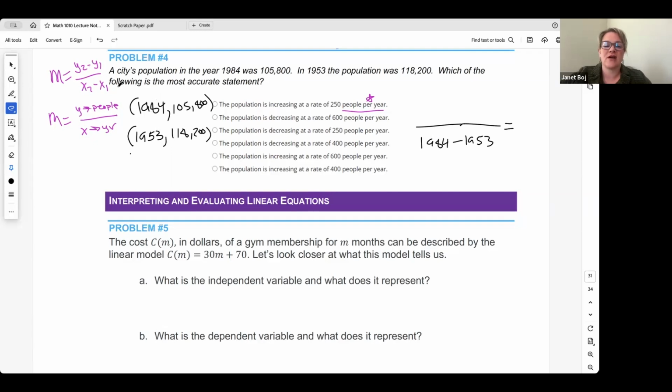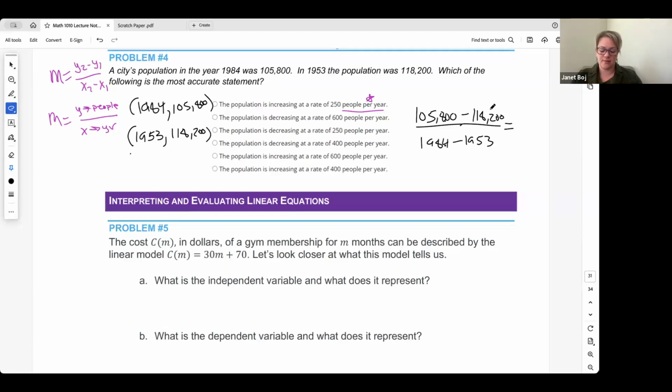So if I call this x2 minus x1, then I have to start with the 105. If I start with 1984 here, I start with the 105 here. That's what I meant by don't switch. You can't do y2 and x1 here. Okay, so 105,800 minus 118,200. All right, so you just get your calculator.